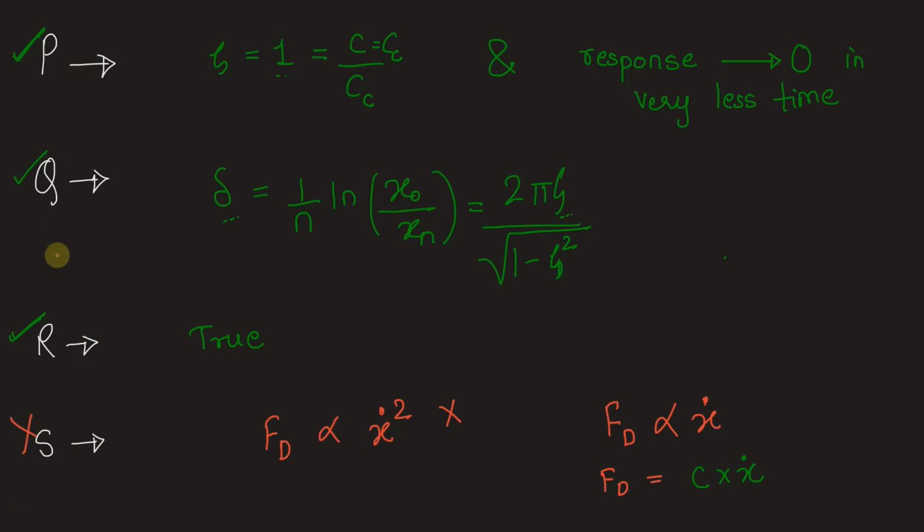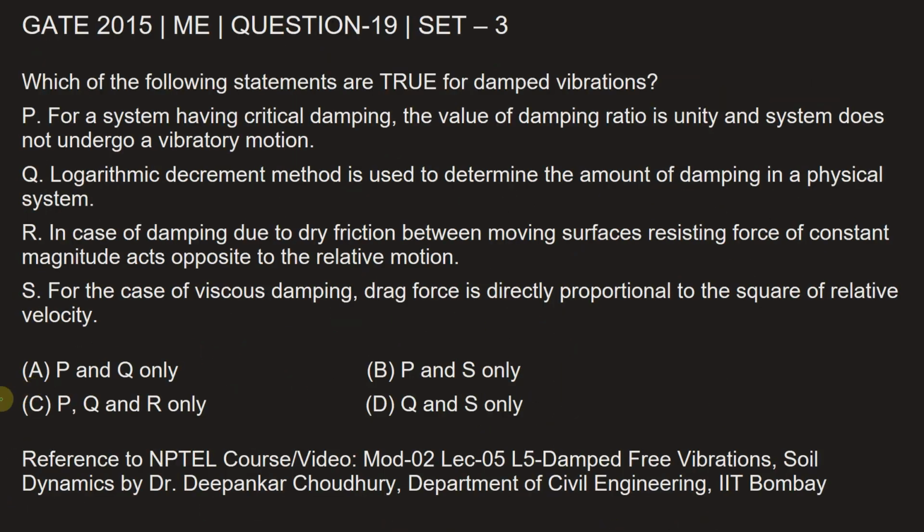So we can see P, Q, R are correct and S is false. Let's mark the correct option. So we have option C correct as S is the only wrong statement in these 4 statements.